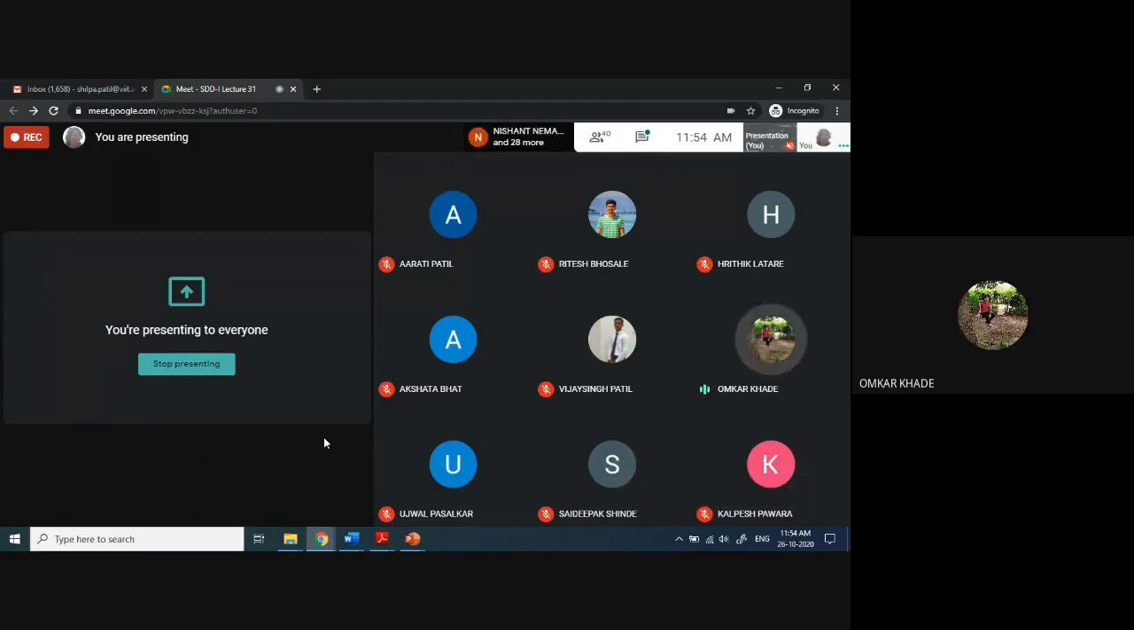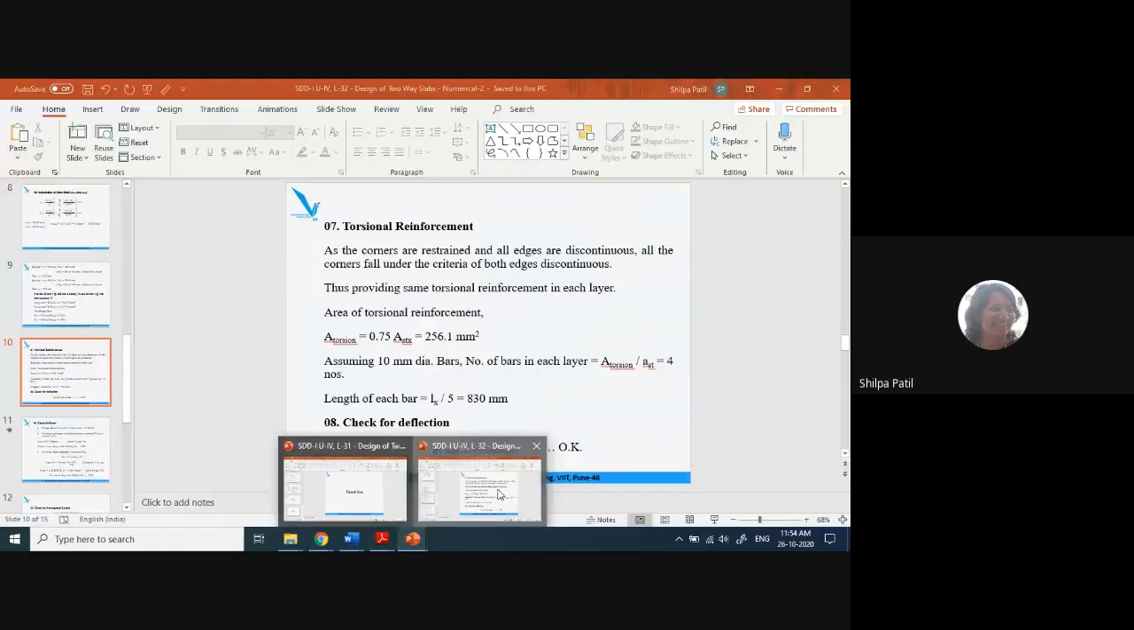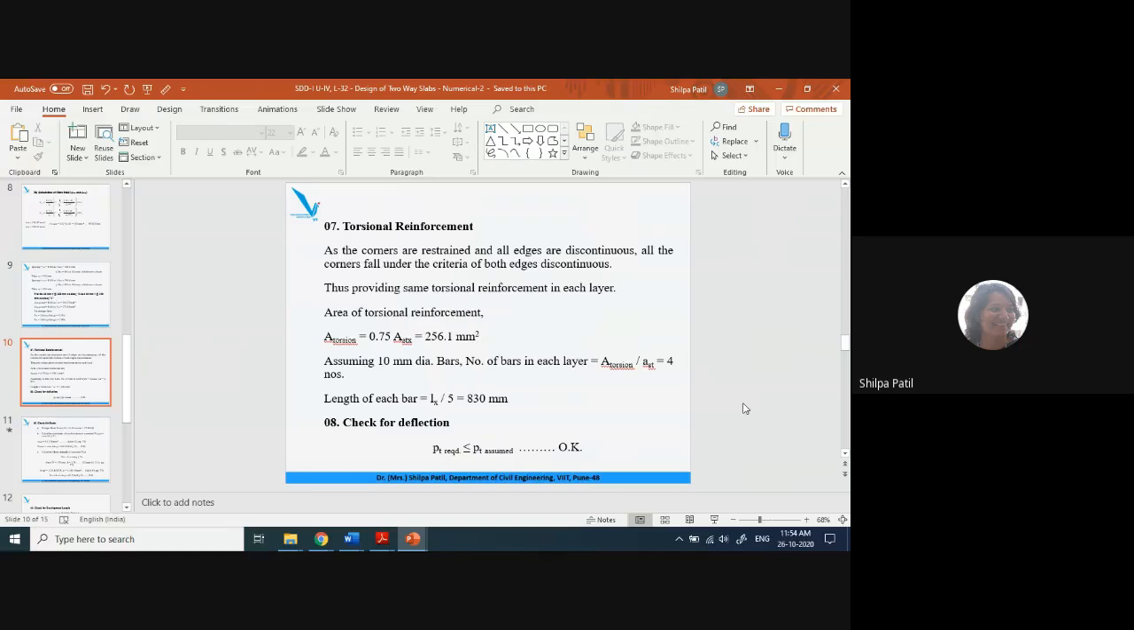And half of 3/4 is provided for one side discontinuous. Yes. So if one edge is discontinuous, then half of this area of steel will be provided. So it will be simply 256.1 divided by 2. That will be the area of the torsion reinforcement. Accordingly, your number of bars will get reduced and the length will not change. The length of each bar will remain the same, Lx by 5.